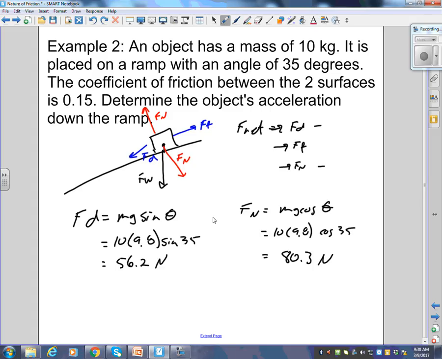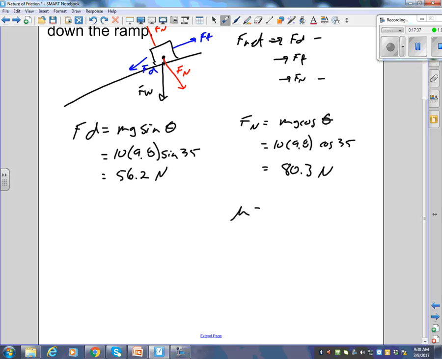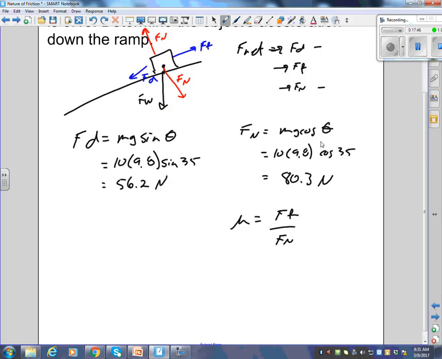So I've got FD and Fn. Now, before I can use that Fn, I have to convert that to friction force. So mu equals FF over Fn. What was the coefficient here? 0.15. Whoopsie, 0.05.